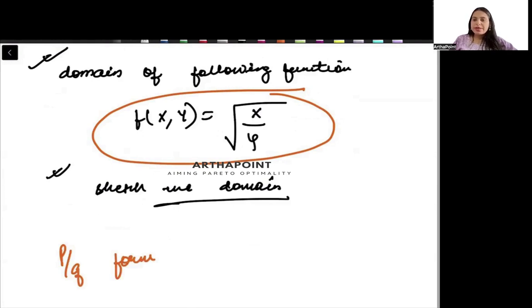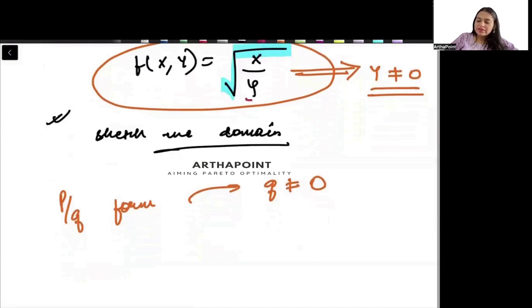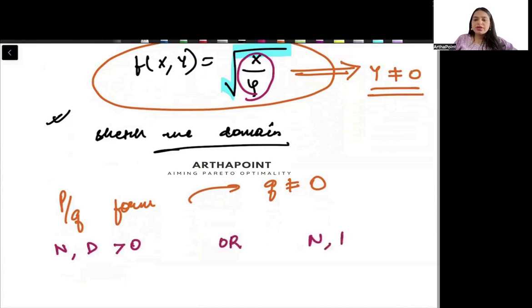So we know from p by q form that q cannot be equal to 0, which means that in this case, y cannot be equal to 0. The denominator cannot be 0. Now, the second thing that I have to see here is that this is coming under root. Whenever something comes under root, whatever is inside has to be non-negative.